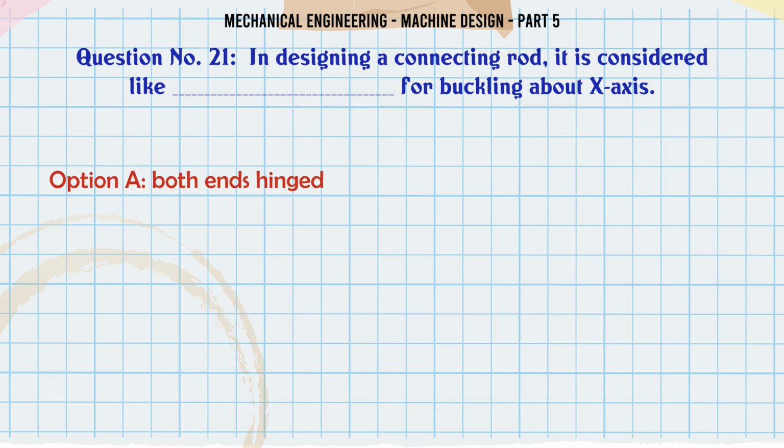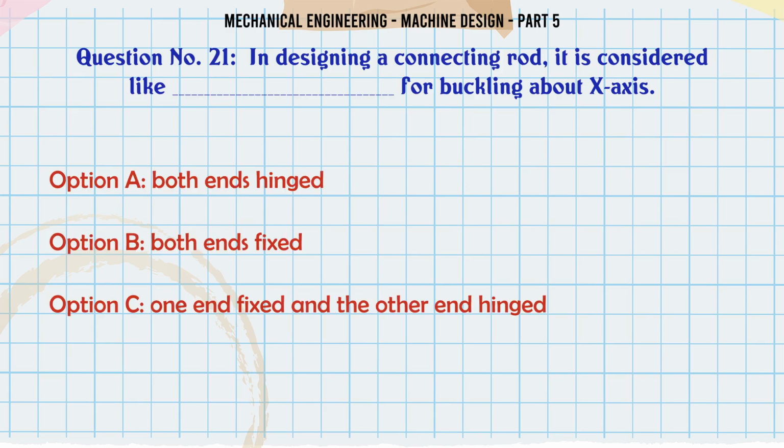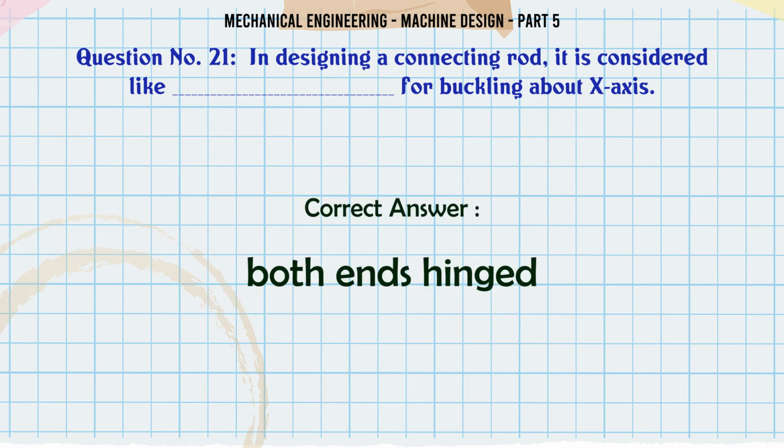In designing a connecting rod, it is considered like for buckling about x-axis. A. Both ends hinged, B. Both ends fixed, C. One end fixed and the other end hinged, D. One end fixed and the other end free. The correct answer is both ends hinged.